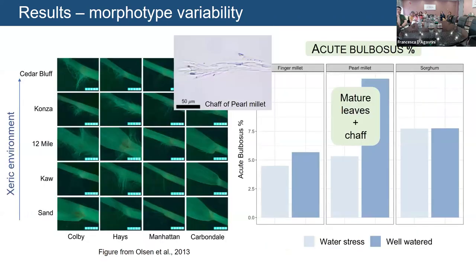And I would say that the same can be said also for acute bulbosus, that is not even usually considered either as fixed or sensitive, but it makes sense that its concentration rises in conditions of water stress. And as I was saying before, this is just a brief example, but we detected variations in many different fixed morphotypes in relation to water availability.